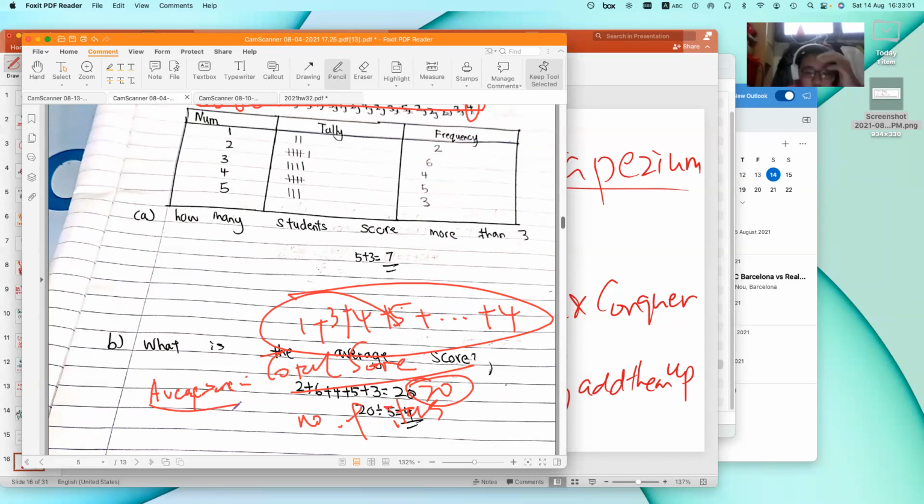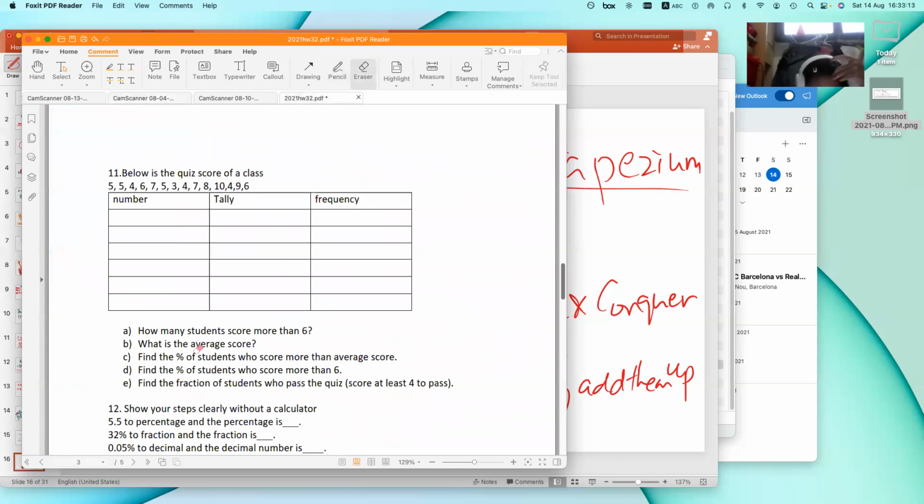Are you clear? Yeah. I don't know who taught you this. And divide by 5. I really don't know who taught you this. I'm not the one. So for this question, the average score is total score, divided by number of items. You better write down the formula next time.